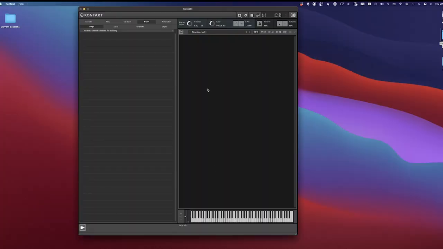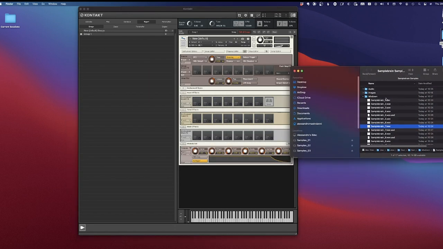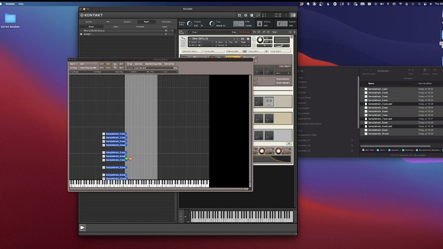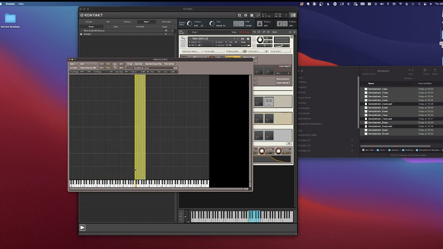Some really cool stuff. I also want to make a Kontakt instrument. Let's try that. Let's make a new instrument. So in the mapping editor, let's drag and drop these samples in. Let's actually make one per pitch. There you go. So you have them here. Wrong octave.